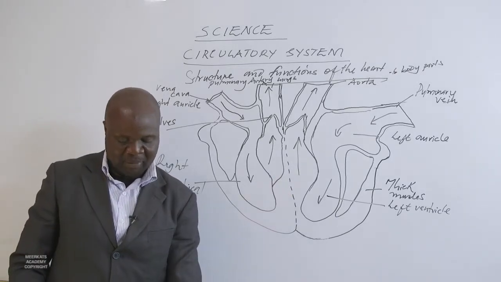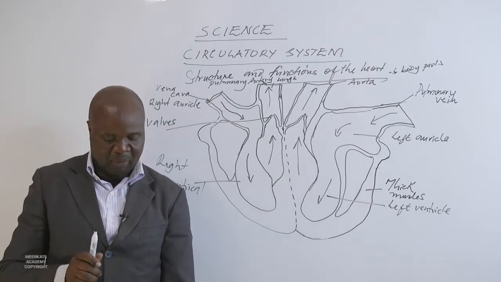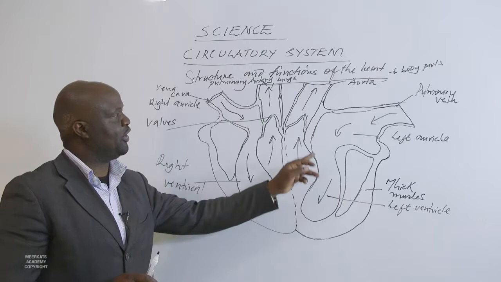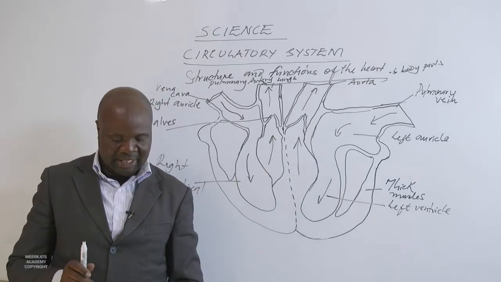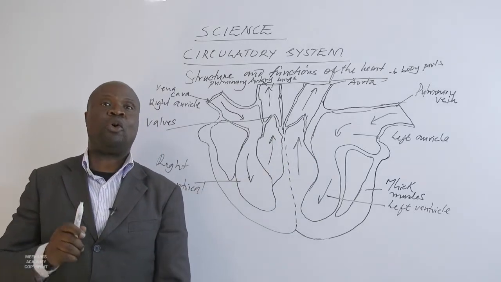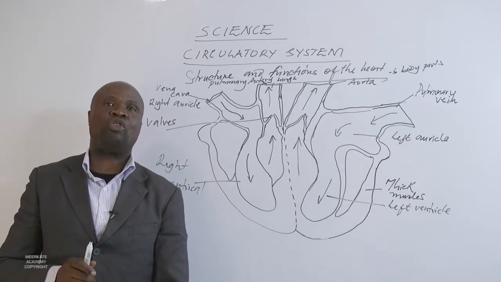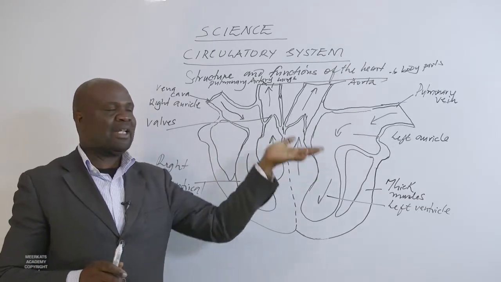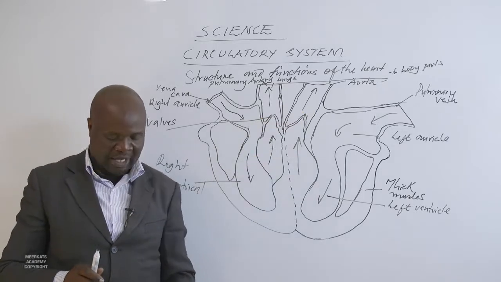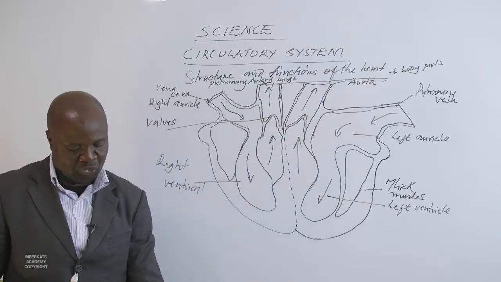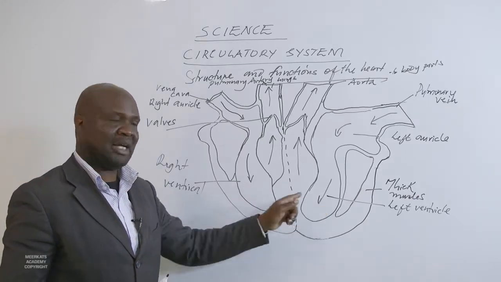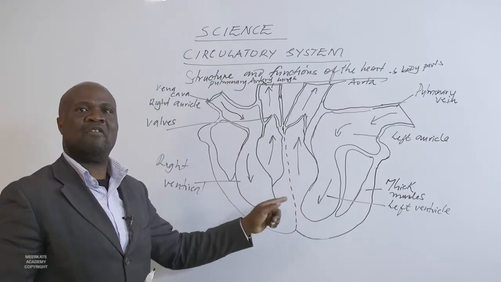We have said that the heart is made up of four chambers, the ones we have indicated, 1, 2, 3, 4. The two upper chambers are called auricles. So these two in the upper section of the heart are called auricles. And then the two in the lower chambers are called ventricles.